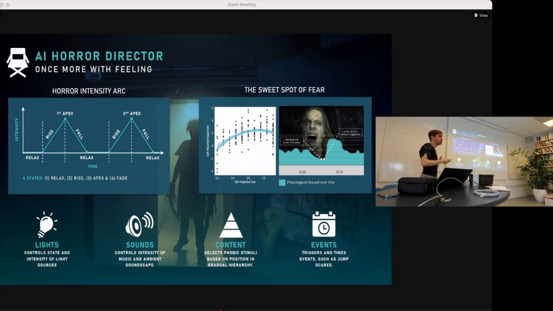This is the structure you normally see in horror: you have a build up and then a release, then you get to relax a little bit, and then another build up and release. This is basically the structure we'll be using. So the AI will continuously work toward this. When you want to rise to an apex, it will start manipulating the lights for the players: the lights will flash, or the ambient sound and music will be more intense, or it will pick the content. We're planning on constructing a gradual exposure hierarchy where, depending on what you seem to react to most in the calibration, it will pick content from that hierarchy. If we want a lower arousal response, we'll pick something lower, and if we want something high, we'll pick something high up on the hierarchy.